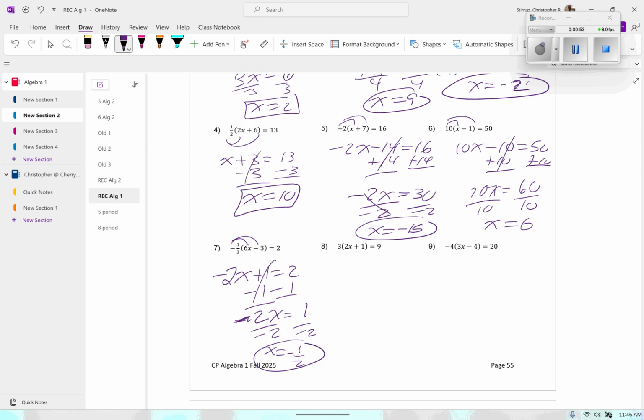There you go. Here I'm going to distribute 3 over the parentheses. Subtract 3 from both sides. Those cancel. Divide each side by 6. X is equal to 1.